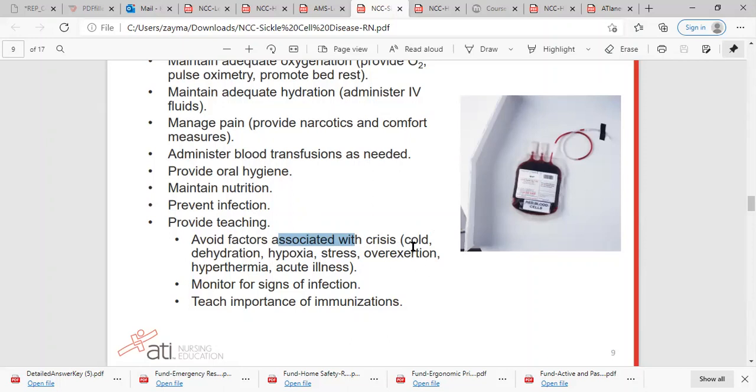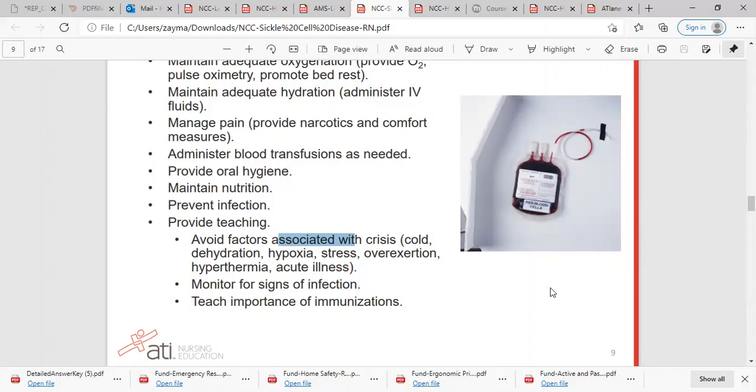You also want to teach them to avoid cold weather. Exposure to extreme cold, winter months up north, things like that, can lead to a sickle cell crisis. Overexertion, they need to be mindful of that. If they're exercising too hard, or hyperthermia, that is going to put you in a hypermetabolic state. My body is working harder and faster, just like overexertion.